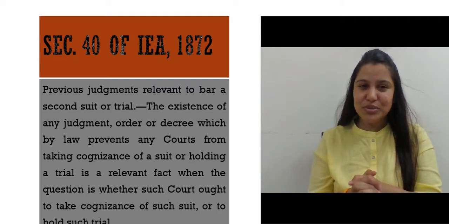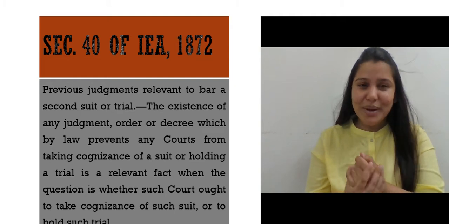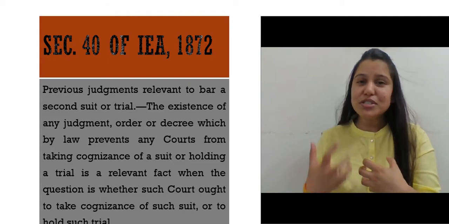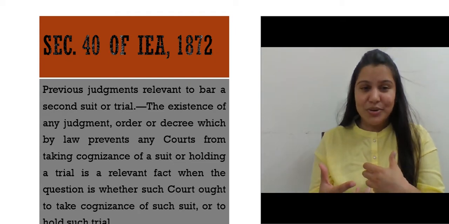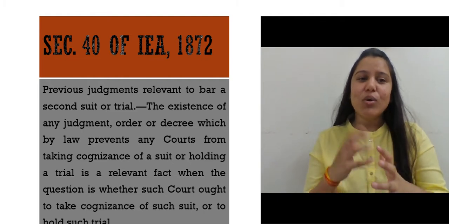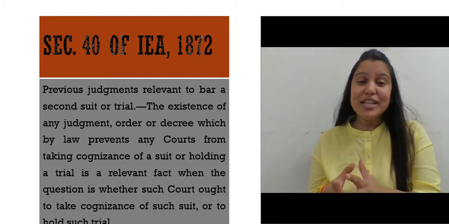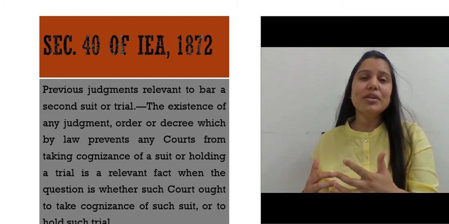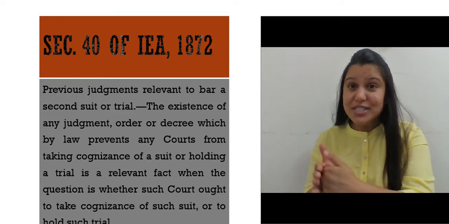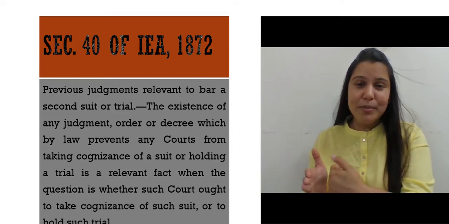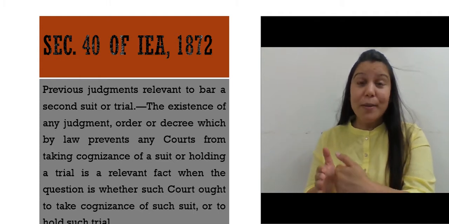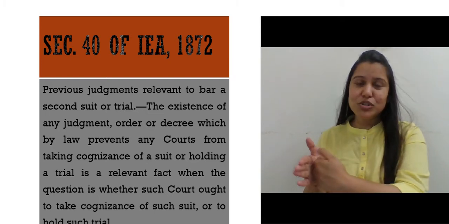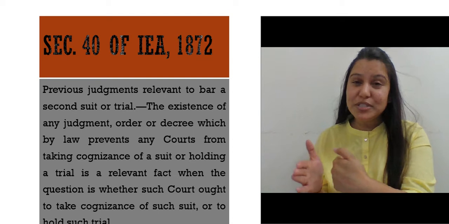Let me not read everything to you, but what this section is trying to say is that the existence of any previous judgment, order or decree prevents the present suit, or prevents the court from taking cognizance or trying a suit, because there was a judgment, order or decree which actually bars such a present suit. Sorry, present suit, not decree.